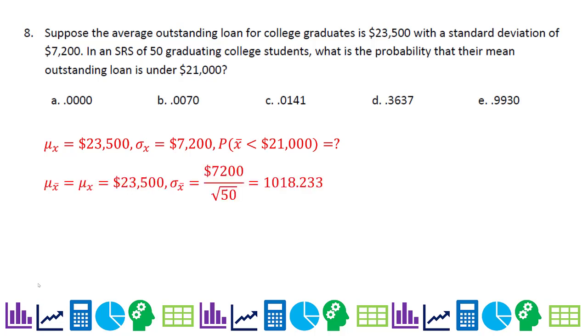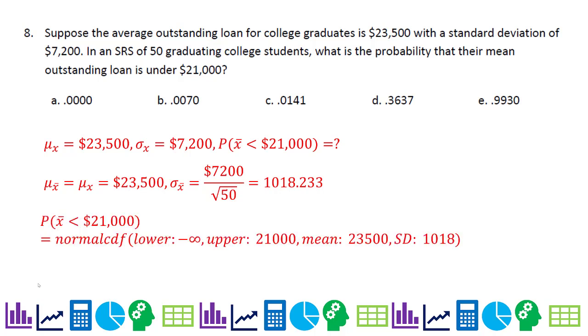So first of all, the mean for my sample statistic should be the same as the mean for my population, but the standard deviation for my sample statistic should be smaller, all right, because we got to divide by the square root of the sample size, and now it's $1,018.23. So basically what we're going to do is normal CDF with a lower of negative infinity, upper of 21,000, a mean of 23,500, and an SD of 1018. And if you plug that all in the calculator, you get 0.0070, which is this answer, but I'll also go ahead and show you how to add that in on the calculator.